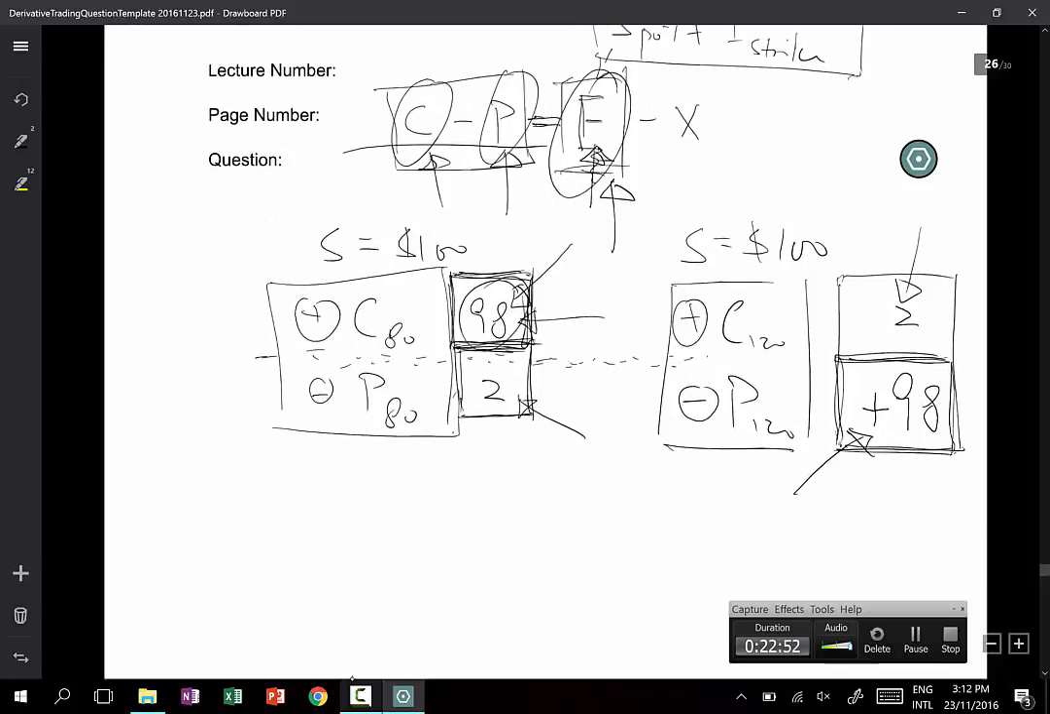Okay, now let me give you a third scenario. Spot price is 100. Now you long a call at 100 and you short a put at 100. Let's say you do that. Now what do you think happens? The call delta would be 50 and the put delta is also 50.